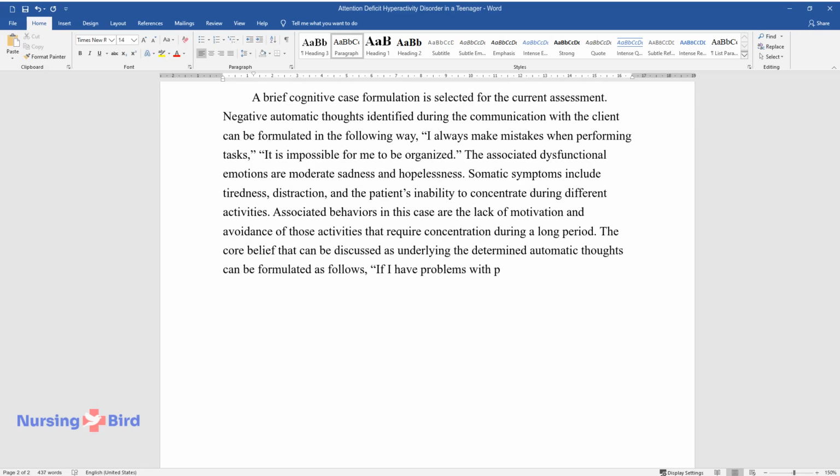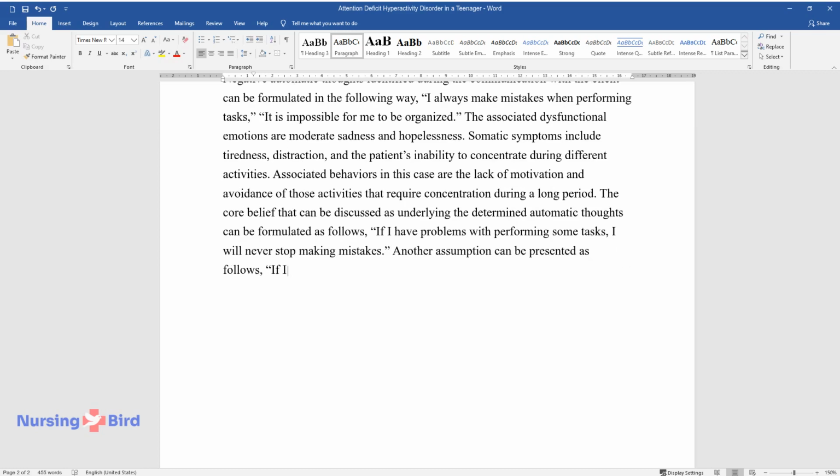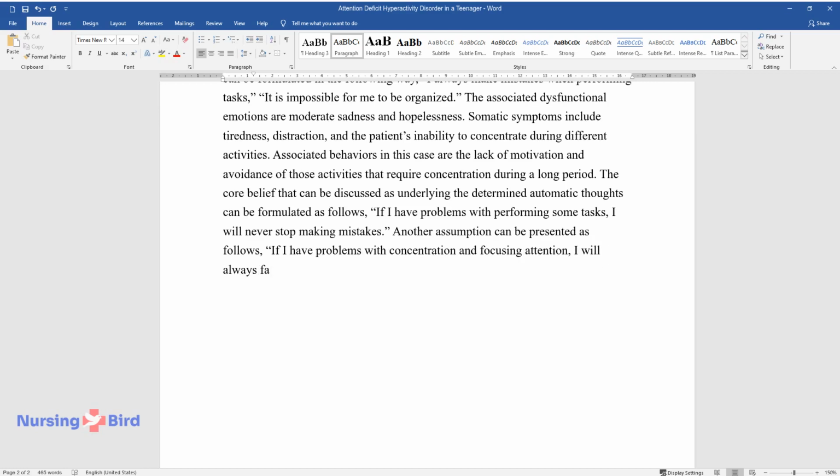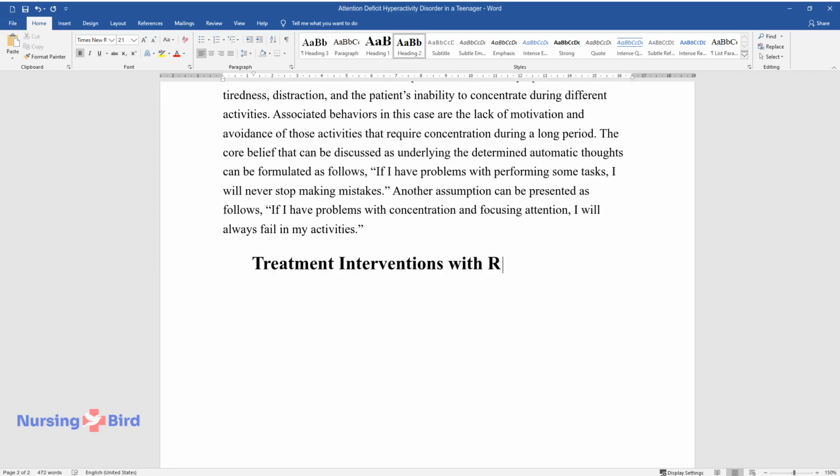If I have problems with performing some tasks, I will never stop making mistakes. Another assumption can be presented as follows. If I have problems with concentration and focusing attention, I will always fail in my activities. Treatment interventions with rationale.